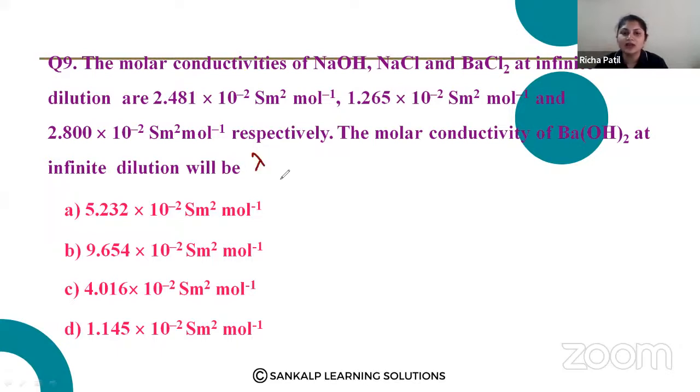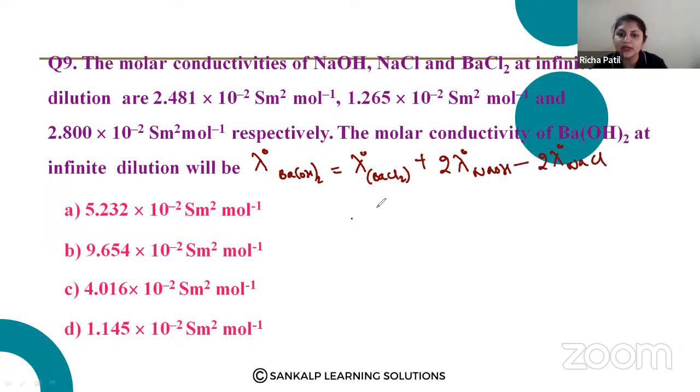So you have to find the molar conductivity of barium hydroxide. How will we obtain barium hydroxide? Barium chloride plus NaOH. You have to add two hydroxides, so it will be 2 times NaOH. Then you have to subtract 2 times NaCl.